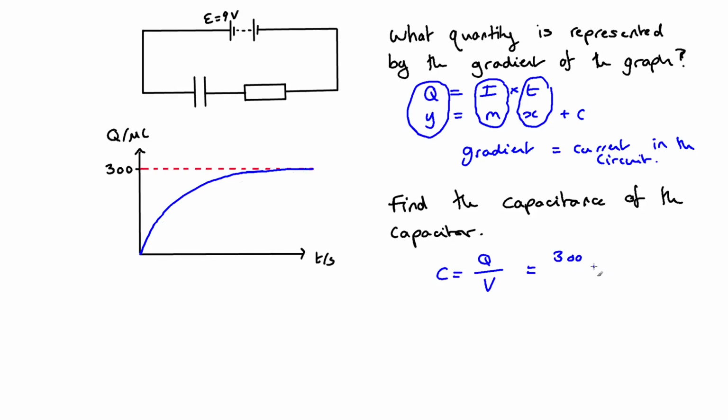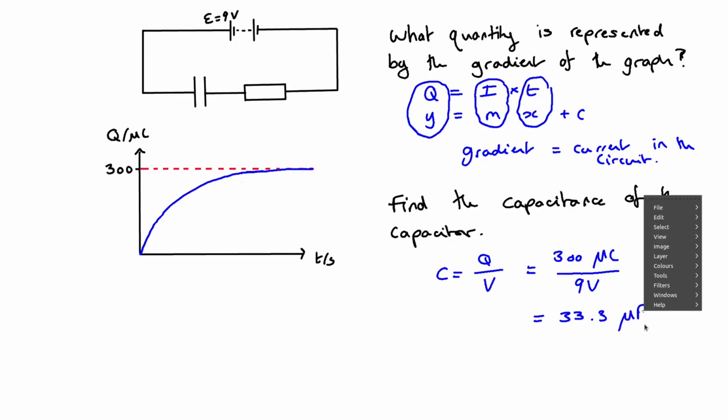So 300 microcoulombs divided by 9 volts will give us 33.3, if you want, microfarads. So if we keep the charge in microcoulombs, then the capacitance will come out in microfarads rather than farads. And there we go. Simple calculation involving capacitance.